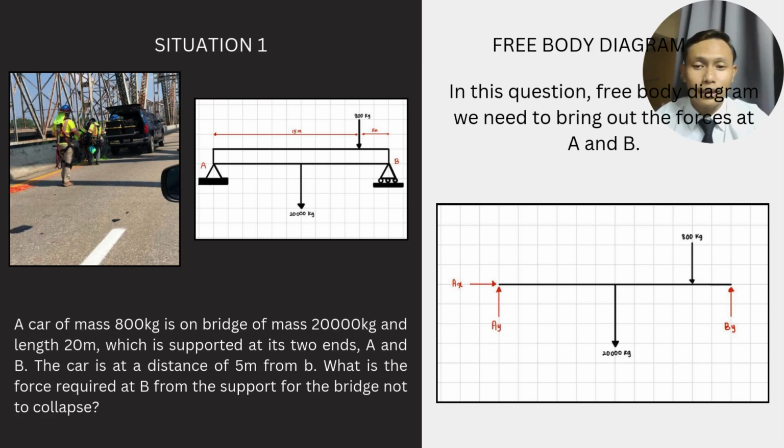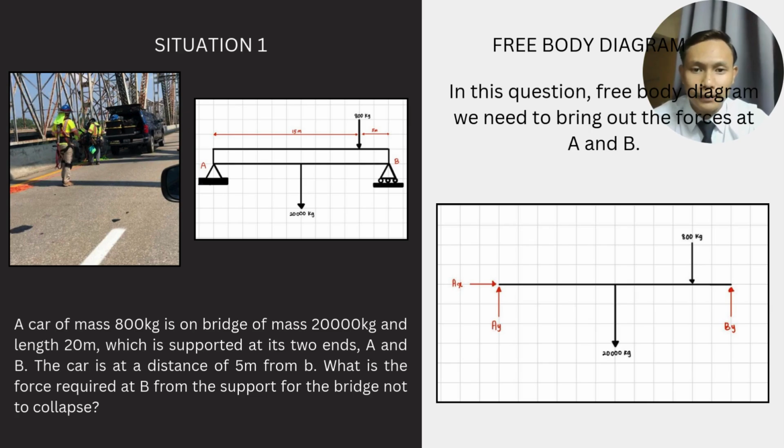Okay, for situation one, we can see a car of mass 100 kg on a bridge of mass 20,000 kg and length 20 meters, which is supported at its two ends, A and B. The car is at a distance of 5 meters from point B. What is the force required at B from the support for the bridge not to collapse?